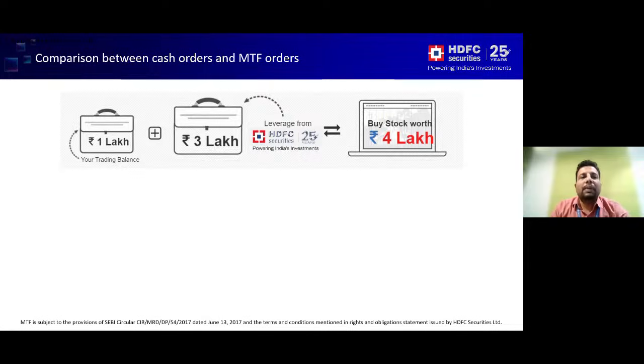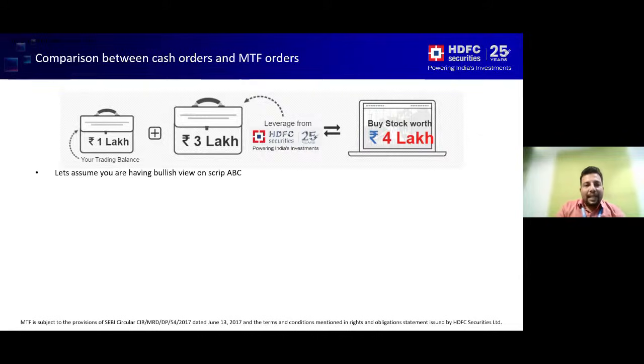This is a simple example wherein 1 lakh is the trading balance of the client, plus the leverage provided by HDFC Securities, that is 3 lakhs. Now the buying power, what I was explaining in the previous slide, the power to trade for the client, is 4 lakhs.